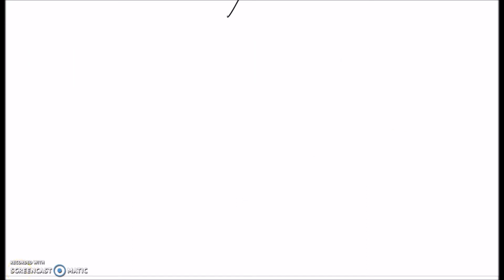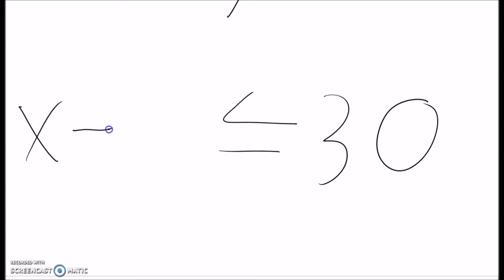For our second inequality, we know that we can't sell more than 30 stacks of buttermilk pancakes, so we do x plus y is less than or equal to 30.